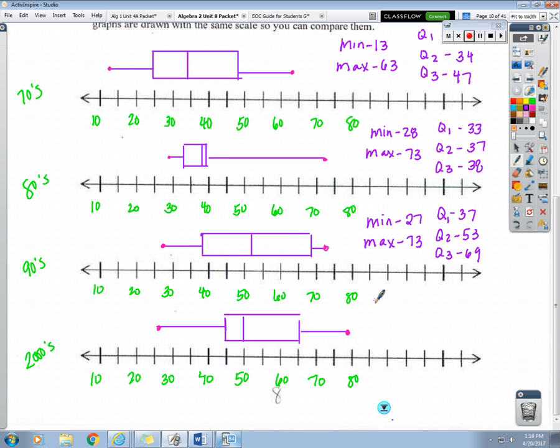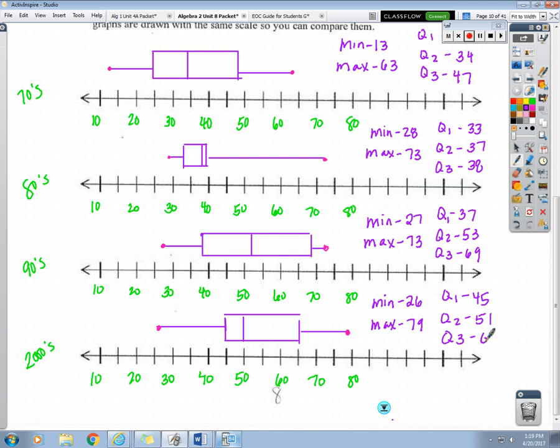Okay, and then for the 2000s, what was the minimum? Maximum? Quartile 1? Quartile 2? And quartile 3?